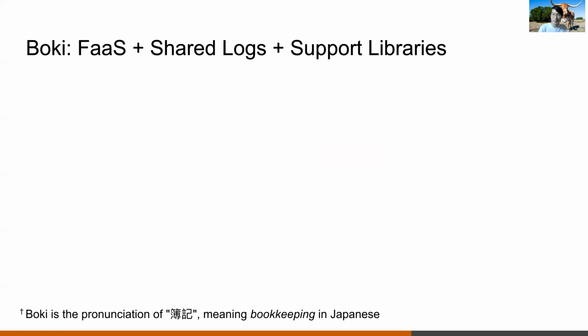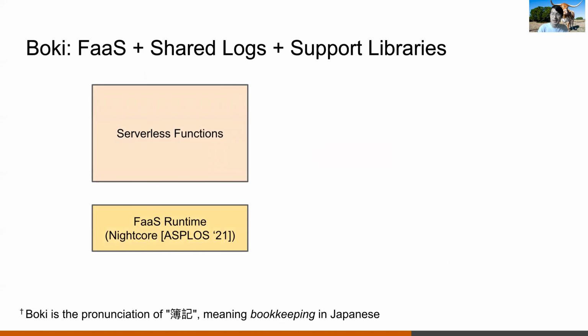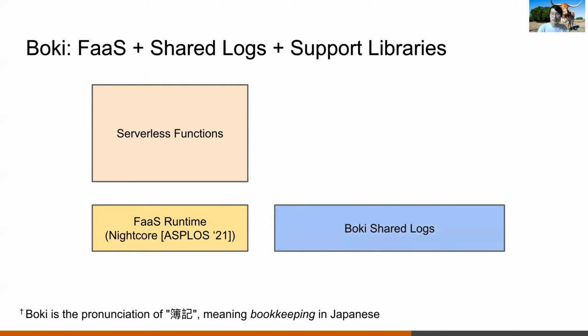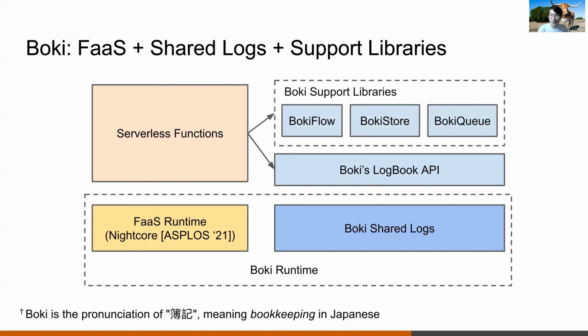Now, this is our proposed system Boki, which is a FaaS plus shared logs plus support libraries. We start from a FaaS runtime for executing serverless functions. We use Nightcore, one of our previous works. Nightcore is a low latency FaaS runtime optimized for microservices. Then we add shared logs. These two components compose Boki's underlying runtime. Boki exports a LogBook API for serverless functions to use these shared logs. On top of the LogBook API, we build support libraries to simplify the usage of Boki shared logs. Serverless applications can choose to link with these support libraries.